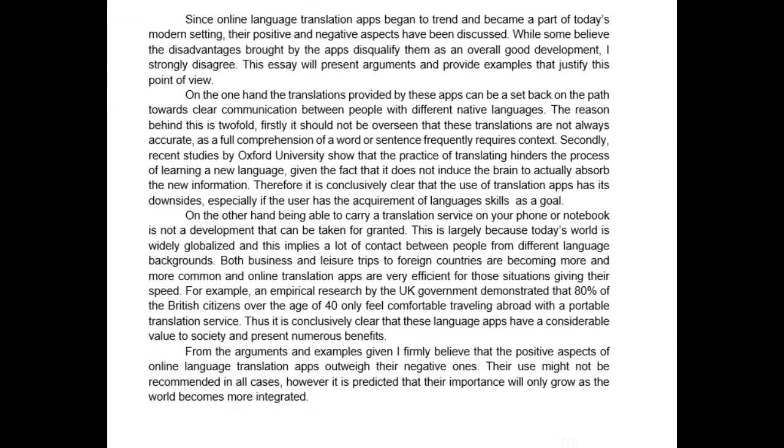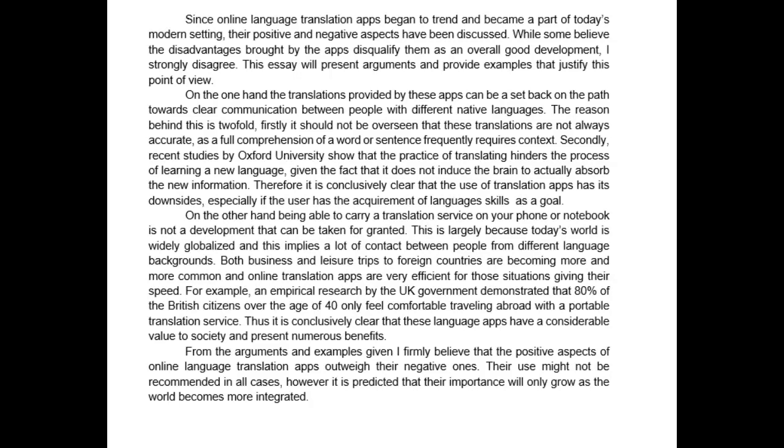Okay, fine. I'm just reading what you wrote. I like that you included your notes. So this is what you were thinking about before you wrote. I'm glad that you did that. Let's see what you actually said. Since online language translation apps began to trend and became a part of today's modern setting, their positive and negative aspects have been discussed. While some believe the disadvantages brought by the apps disqualify them as an overall good development, I strongly disagree. This essay will present arguments and provide examples that justify this point of view.